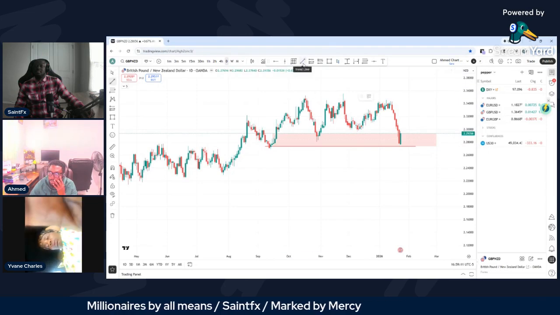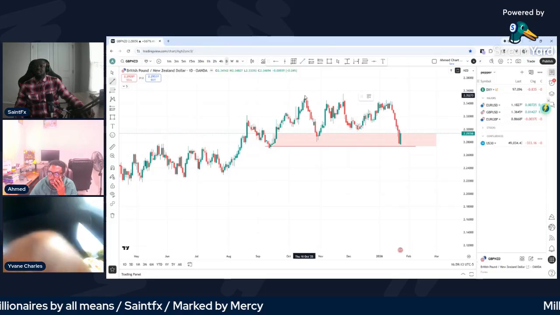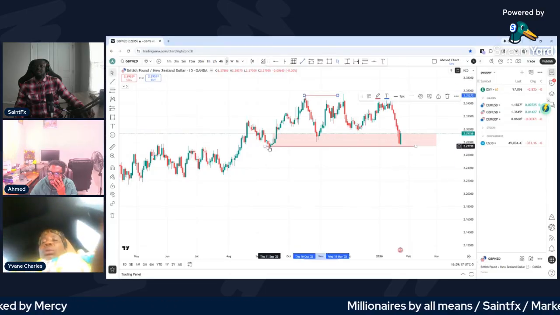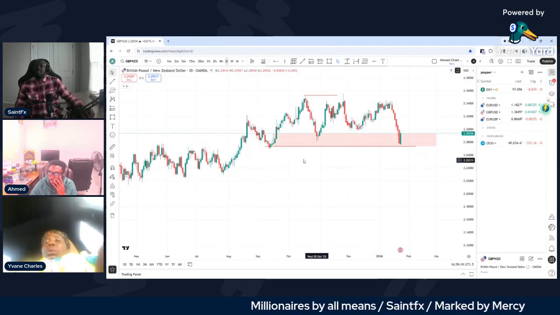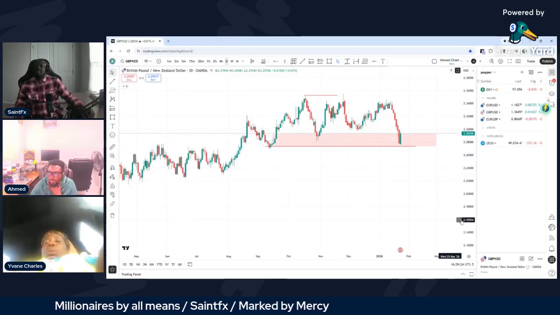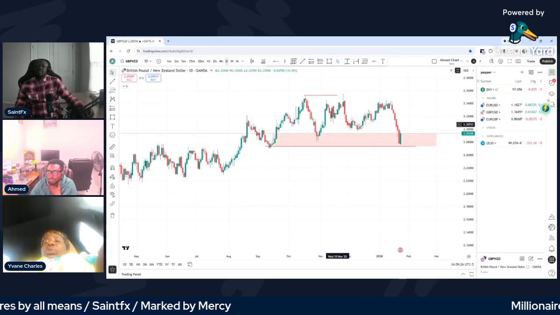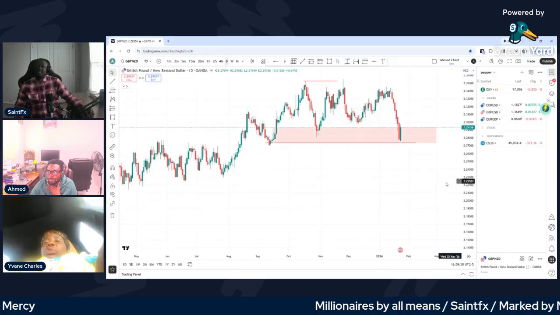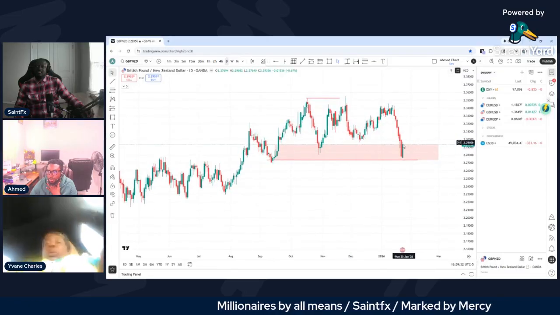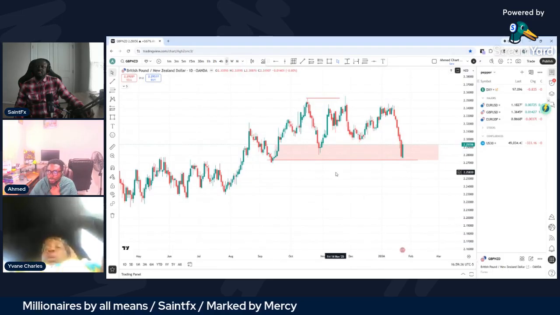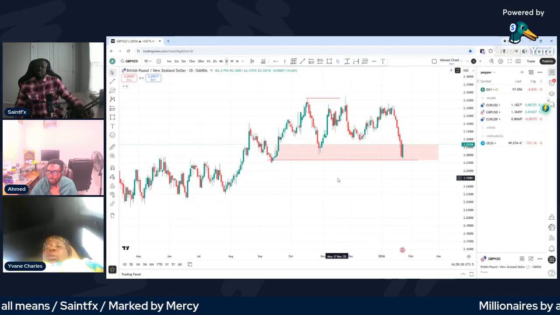How do I mark this? Okay, let me just do this. Swing high, and this is the swing low. This is our most recent swing low. You see, every time it came here, rejected. So what do you think is gonna happen now? Now there's a rejection. You have a green candle here.